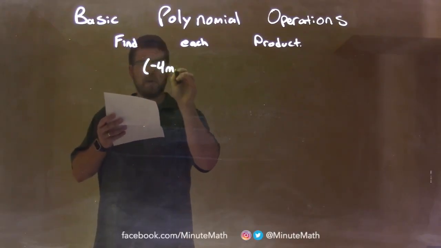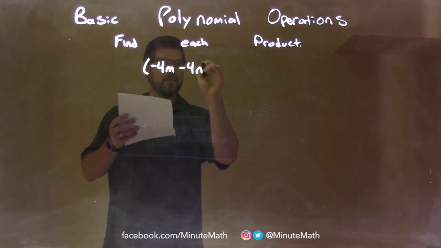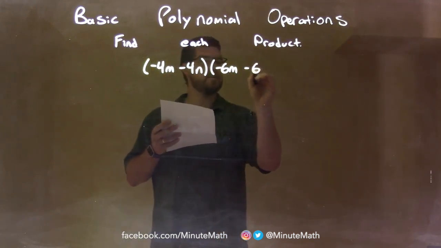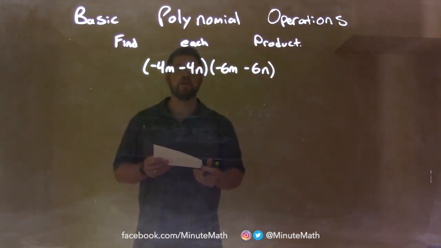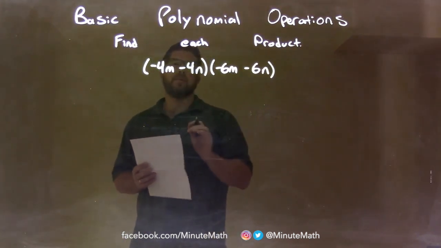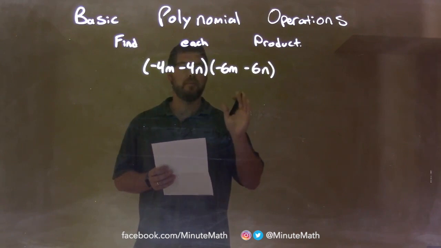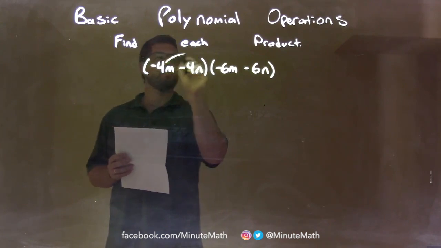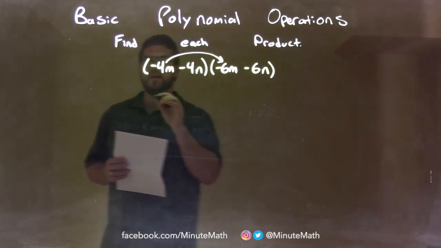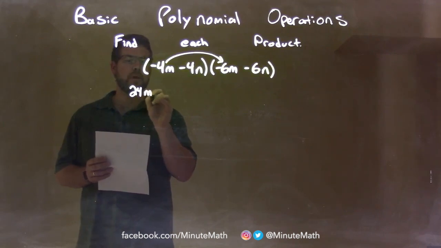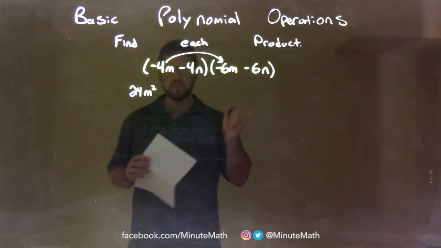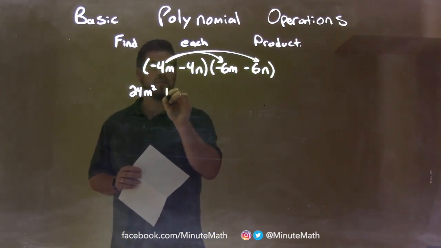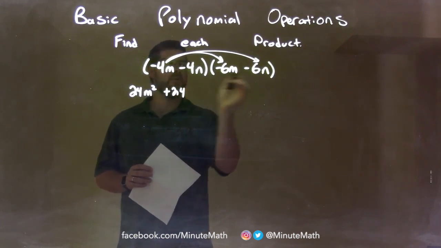Minus 4m minus 4n times negative 6m minus 6n. Okay? So, what I want to do is multiply all parts of my first parenthesis by all parts of my second parenthesis. Now, be careful, there are two variables here, m and n. Negative 4m times a negative 6m is a positive 24m squared. Then, negative 4m times a negative 6n is a positive, still 24, but it's m times n.